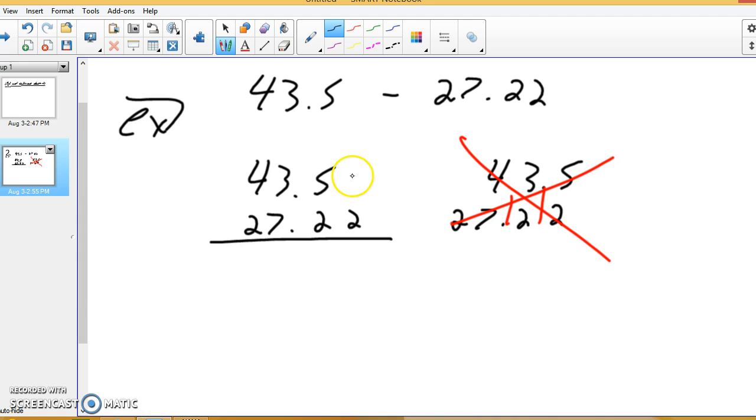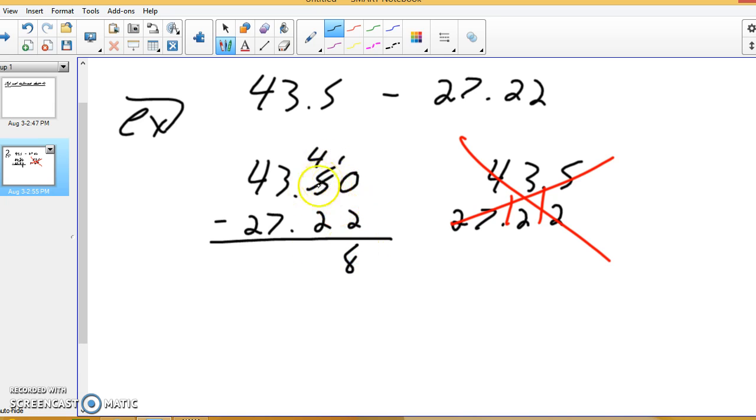Okay? And the next thing we have to do is insert what we call placeholder zeros. Because there's nothing above this 2, we just simply insert a 0, because that is a placeholder for what would be the hundredths place. And from here, it's just simple addition or subtraction. So here's 0 minus 2.